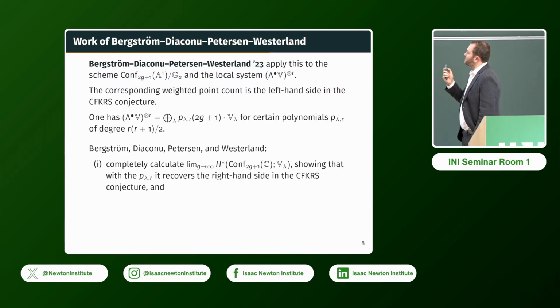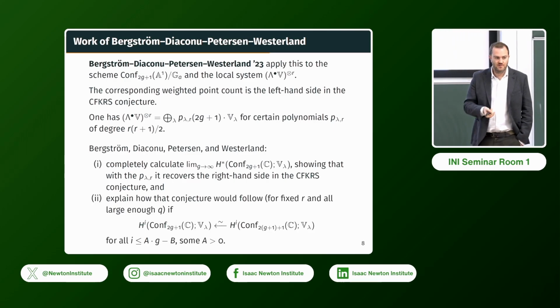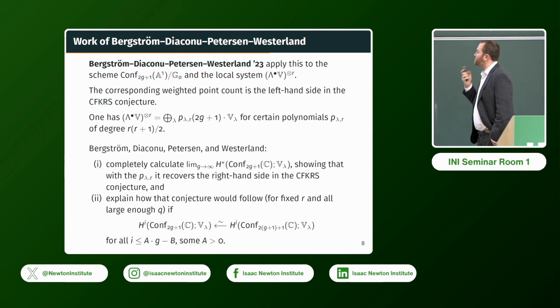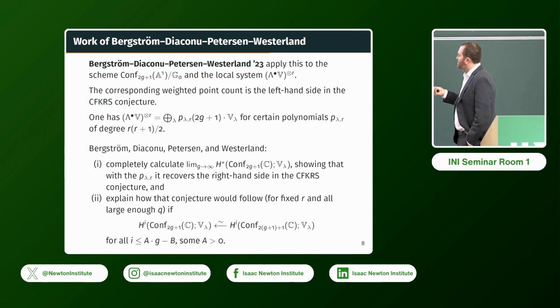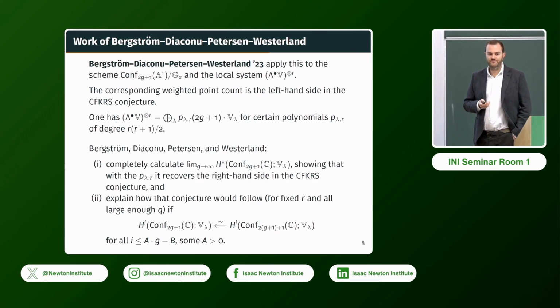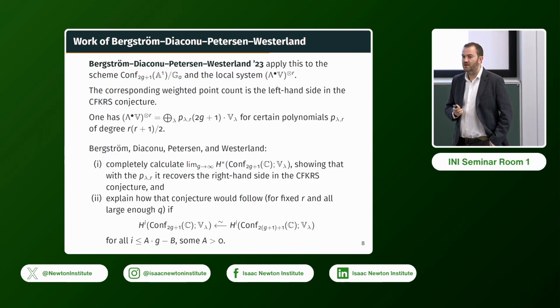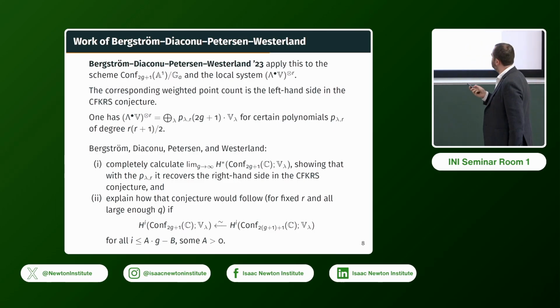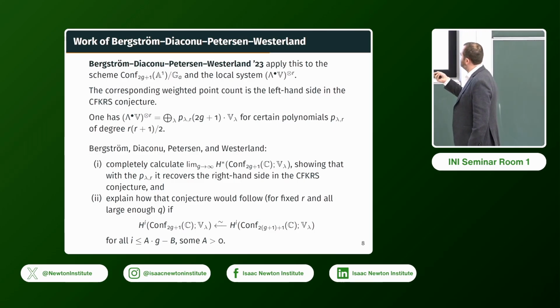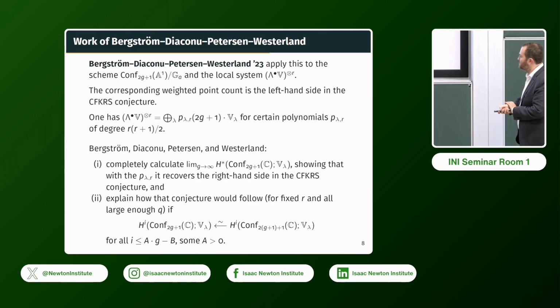And so that's one thing that they do. And they also show that the conjecture would follow for fixed R and all big enough Q if one also knew that these cohomology groups didn't change as you increased G. This is relating the cohomology to C points. The first part does a calculation in topology, and then the sentence showing that it recovers the right-hand side of the conjecture is applying the Schrödinger left machine, yes.